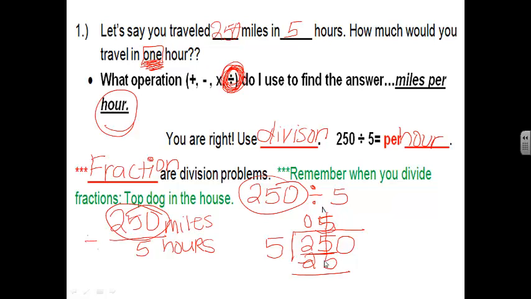Okay, so it goes in evenly, so 0. Now we have to bring this 0 down since we have it left. So now, how many times does 5 go into 0? 0 times. And then we do not get a remainder, so we have 0 left over. So how many miles per hour did I drive? My answer would be 50 miles per hour, or miles each hour, or miles for 1 hour.